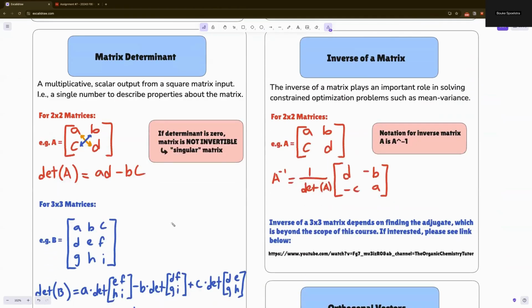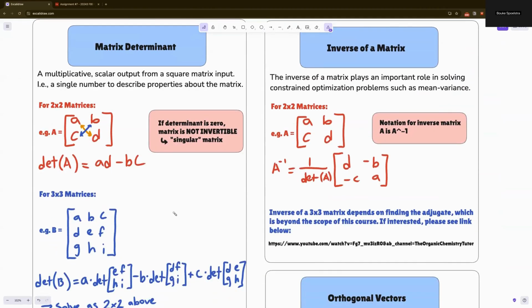So for the determinant, this is essentially just a single number to describe various properties of the matrix. Something that's important to remember would be that if it's 0, right, then it's a singular matrix. That means it's not reversible. So you're taking a 2 by 2 or a 3 by 3 matrix and you're making a single number out of it to indicate various properties about it.